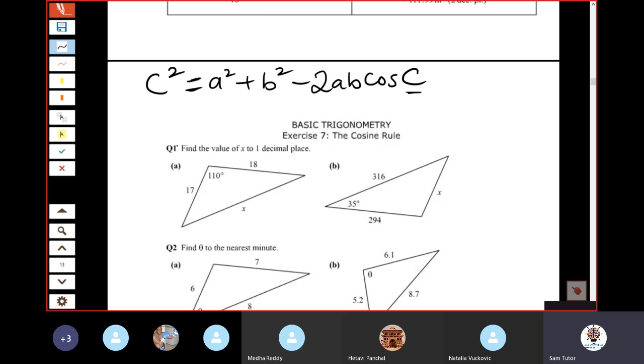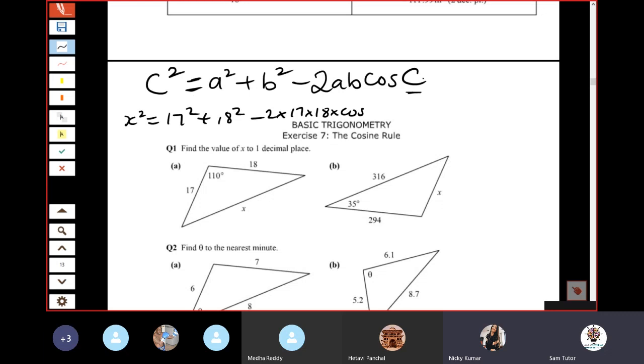Nikki, can we do question 1A together? Yep. So, x squared equals your first side. Give me a number for your first side. A squared. 17. Yep. Plus 18 squared, minus 2 times 17 times 18 times cos.